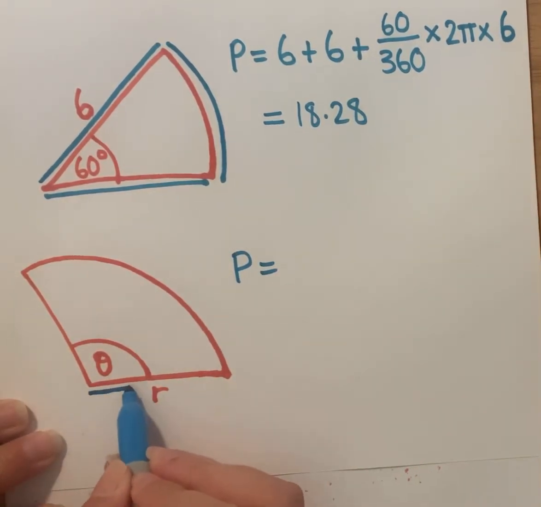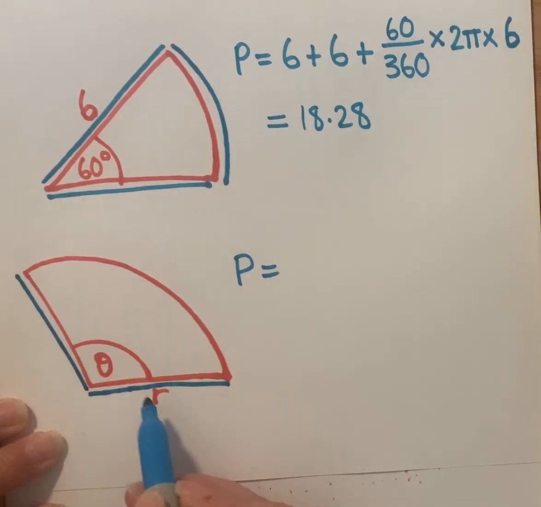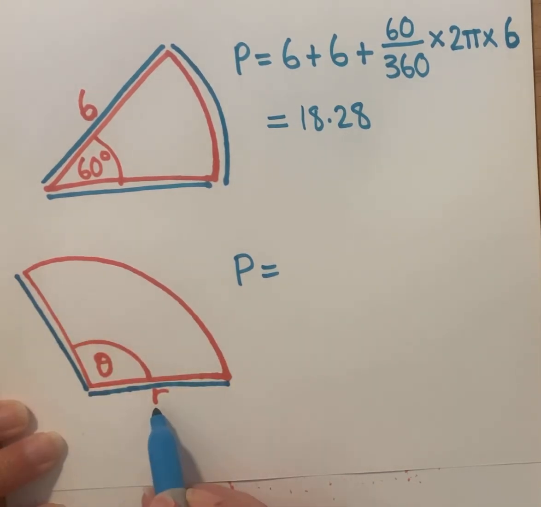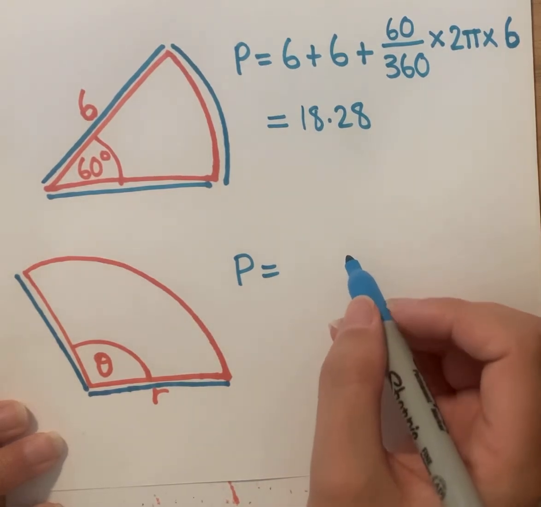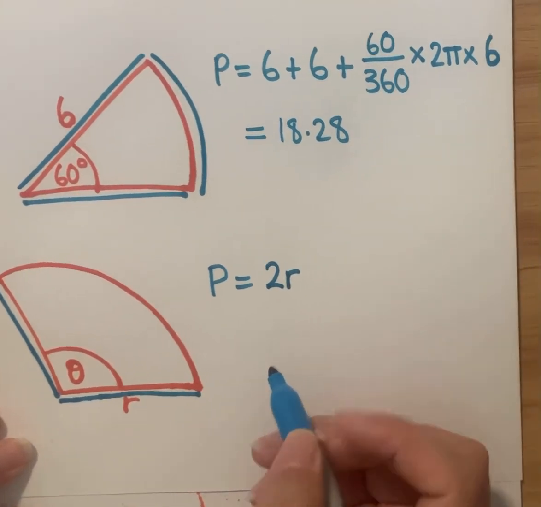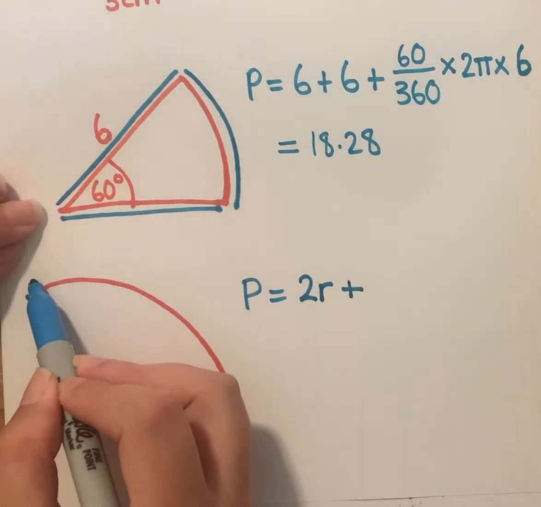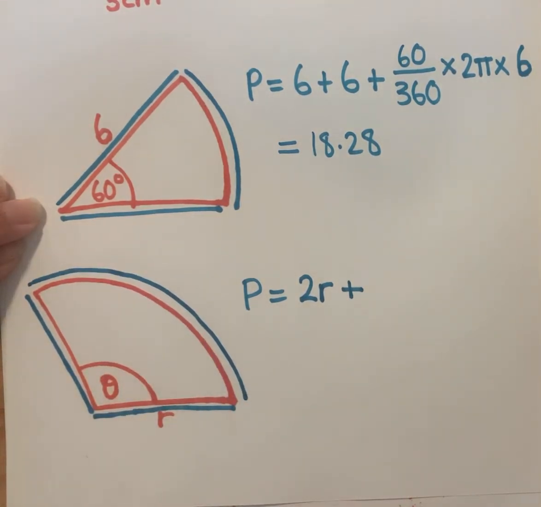So we need to add this side length plus this side length, and we know that these are both just the radius. They go from the center of the circle out to the edge of the circle. We know the radius is r, so we can write r plus r. Another way we can write that is just 2r. We're going to have 2 lots of r. Plus, now we need to find the length of this curved side, this arc length.